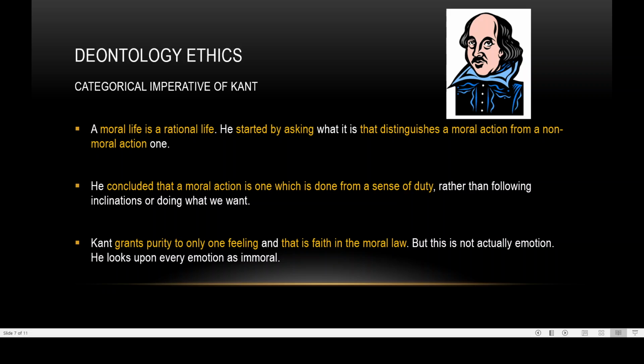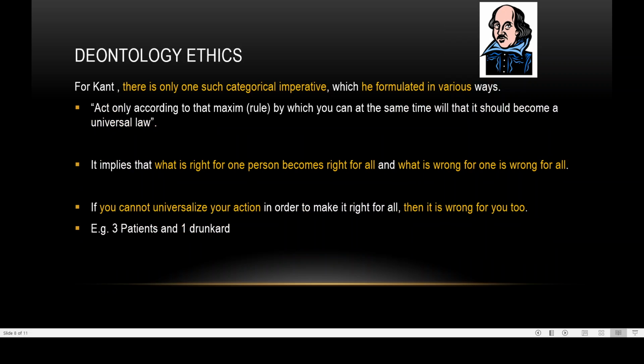Then how did he question these things? He questioned what distinguishes a moral action from a non-moral action. He says that a moral action is the one which has a sense of duty, rather than doing what we want. We have to do the right thing, not what we want. He says that every emotion is immoral. Okay.